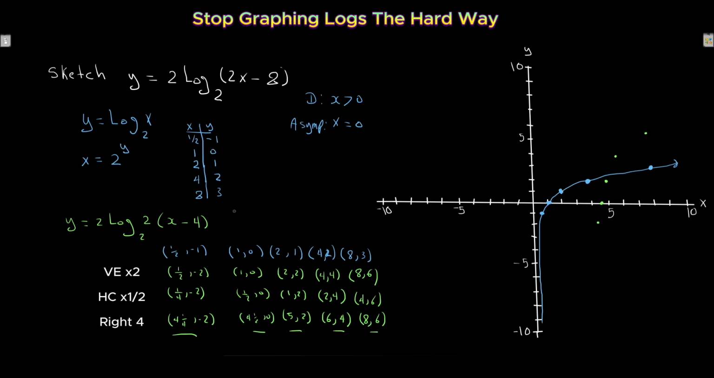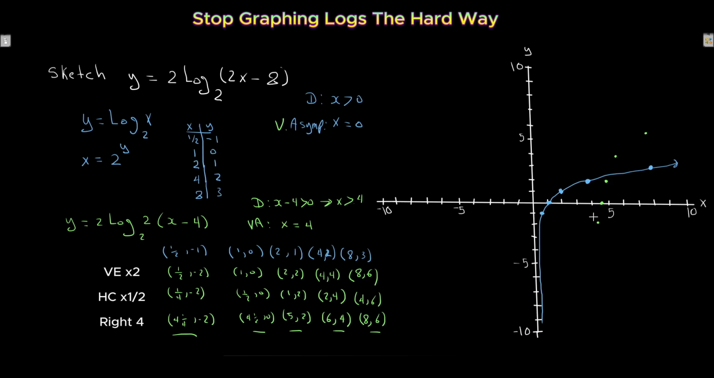Also, my domain here, it's always you take the x minus 4 for the domain. And you say it has to be greater than 0. And that gives you x has to be greater than 4. And the vertical asymptote, because it's always vertical asymptote, it's always x equals that number, x equals 4.